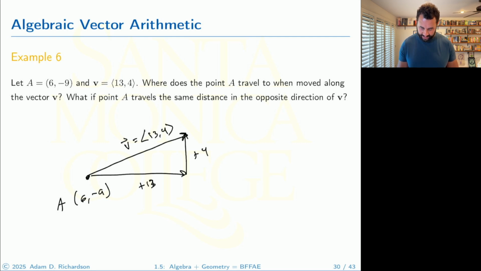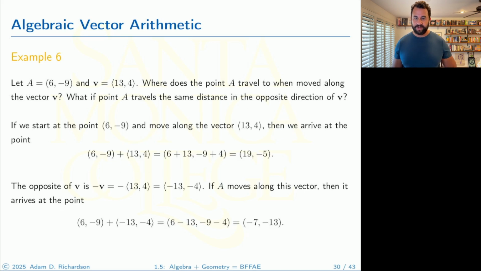Okay, and when we do that, the point that we end up with is just going to be the coordinates of A shifted by that vector V. So 6 plus 13 is 19. -9 plus 4 is -5. And that's the result. So geometrically, that's what it looks like right there. I've got the algebraic result right here. So you take this point and you shift the coordinates by this vector. And then you get this new point, 19, -5.